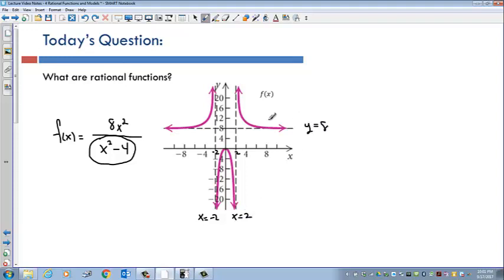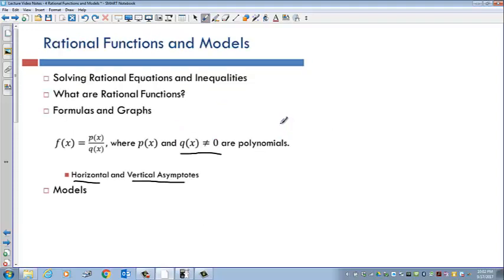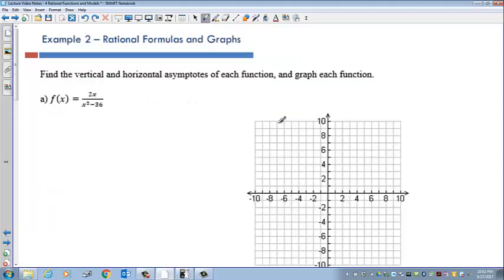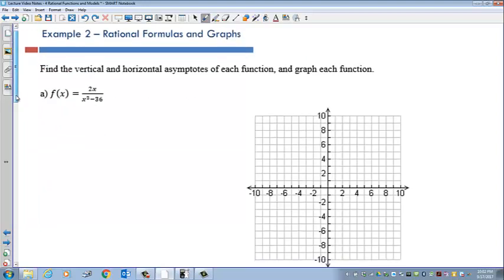So from a graph, it's not really a big deal to find horizontal or vertical asymptotes. Remember, the idea of an asymptote, though, is the graph approaches the line at x equals negative 2, or for a horizontal asymptote, the graph's approaching the line y equals 8 as x gets bigger. From a formula, it can be a little bit more difficult. So that's kind of what we want to focus on here. So what I have for us to do is I have 4 different examples.